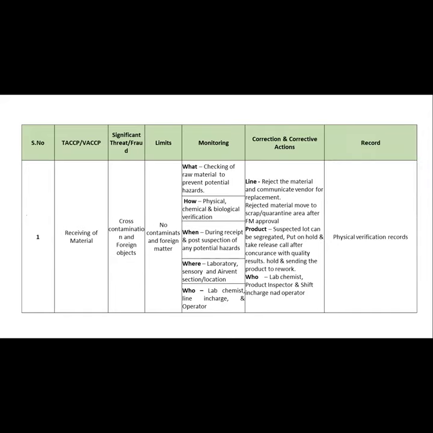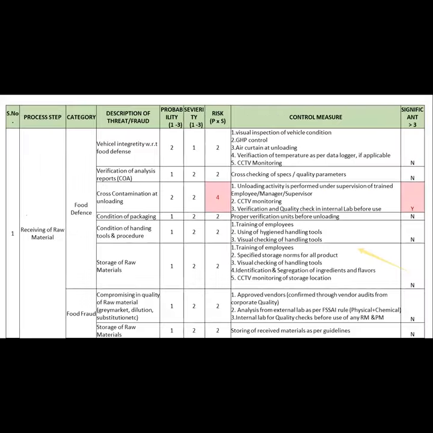Similarly, we are giving you an example for food fraud and food defense in raw material receiving. This is a simple example format of how we decide the control measures and other things. Simply, we have discussed the receiving of raw material. What should be the food defense there, and what should be the food fraud? Food defense we have already understood. We will discuss food fraud later.